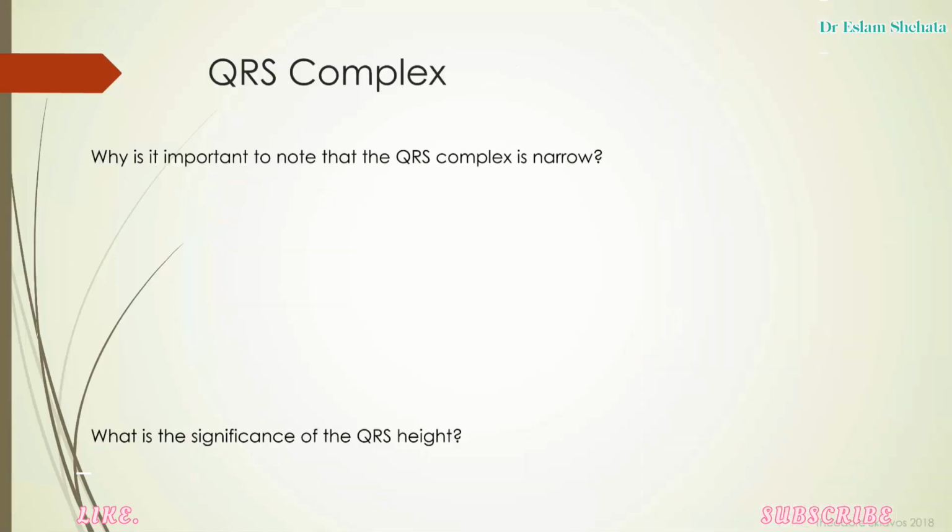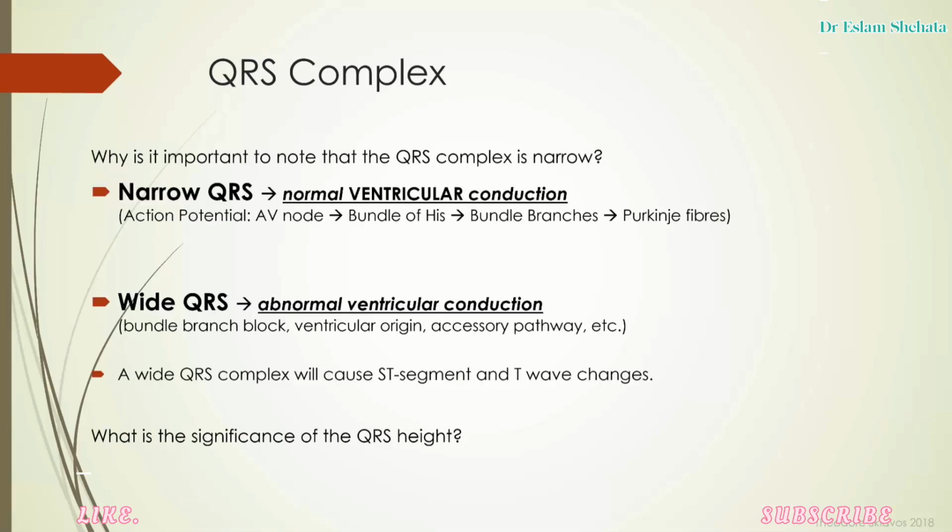Now, why is it so important to note whether the QRS complex is wide or narrow? Well, there's only really one way to get a narrow QRS complex, and that's for ventricular activation to happen via the normal conductive pathways. Okay, so you have to go through the AV node, the bundle of His, the bundle branches, and the Purkinje fibers. If all of that happens, you get a narrow QRS complex.